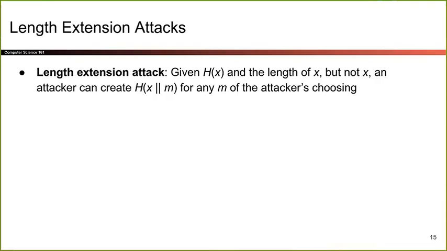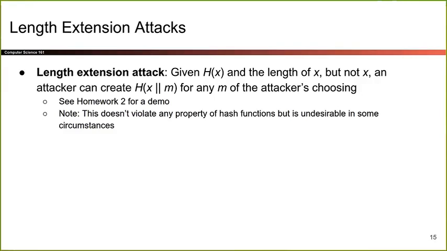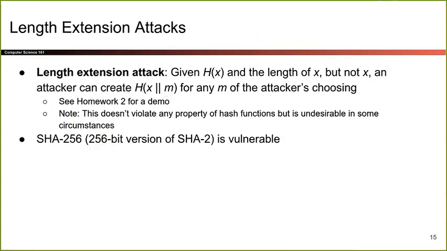So you can extend the input for any M of the attacker's choosing. Again, you don't know the input, but just given the output, you can give me the hash of a different message that's valid. So it doesn't violate one way, it doesn't violate second preimage, it doesn't violate collision resistance, but we generally do not want hashes to be vulnerable to this because, if you give me the output and I can give you another valid output for your input concat with some other message, there are a lot of situations where you don't want this to happen.